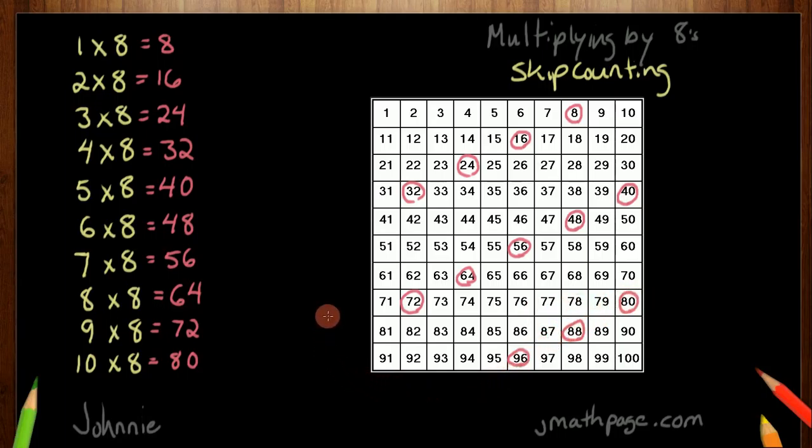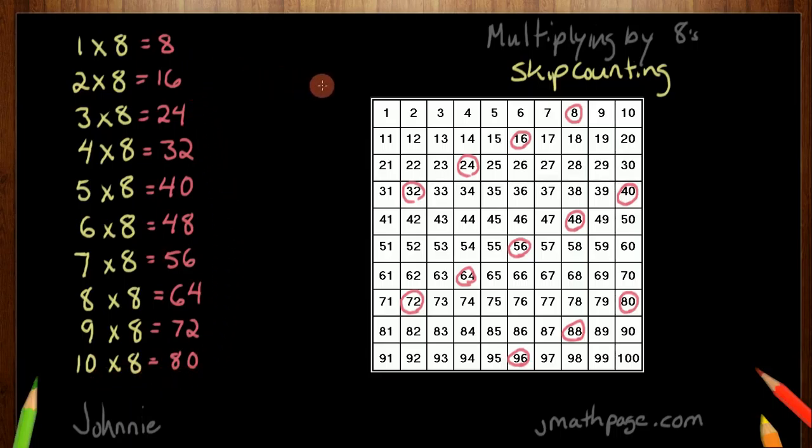So skip counting can help us think about multiples of 8. So far we have multiples of 8 that are 8, 16, 24, 32, 40, 48, 56, 64, 72, 80, 88, and 96. And we've done all the multiples of 8 through 10. 10 times 8 takes us to 80.